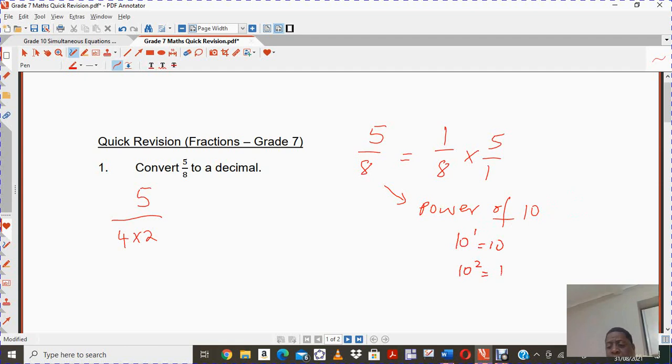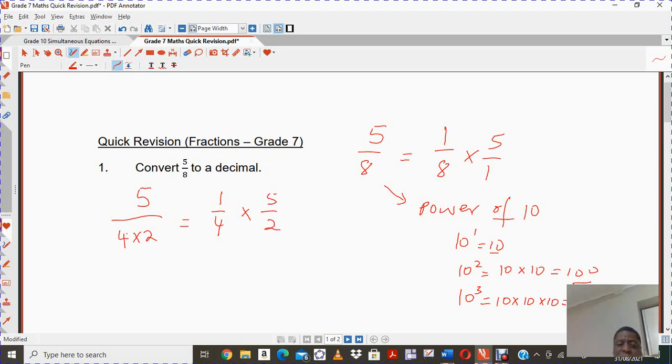or 100 or 10 cubed, which is nothing but 1,000. So if my denominators are 10 or 100 or 1,000, it's easier to convert. Okay, so I can split the fraction like this. This fraction can also be split as, if you look nicely, 1 over 4 times 5 over 2.